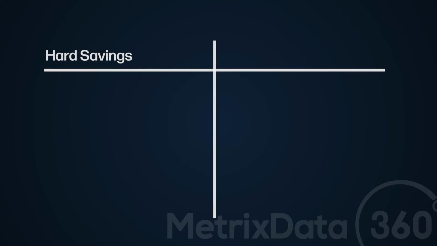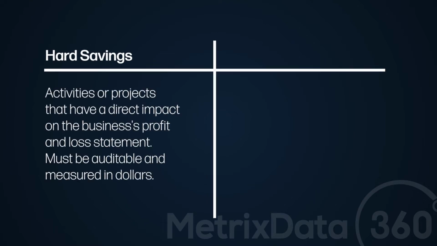Just as a refresher, before we go into hard and soft savings in the SAM industry, we need to define it at the basic financial level. Let's take a look. Hard savings refer to activities that have a direct impact on the business's profit and loss statements. To be hard savings, it must be auditable and measured in dollars. For example, maybe you're decreasing your software maintenance costs. Hard savings can be any activity that directly impacts the business's bottom line.